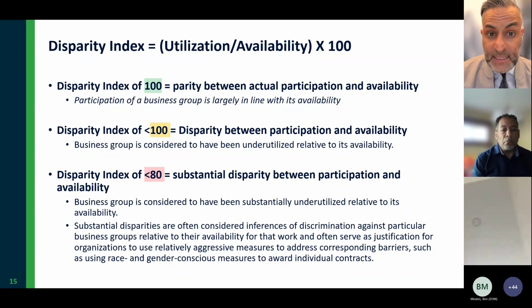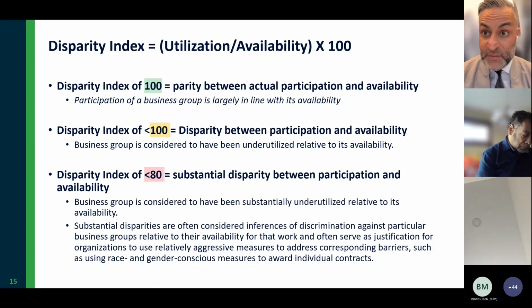A disparity index of less than 100 indicates a disparity between participation and availability for a particular group, for a particular set of contracts. And then a disparity index of less than 80 indicates a substantial disparity between participation and availability. Substantial disparities are particularly instructive because they're often taken by the court as an inference of discrimination against particular business groups relative to their availability for government work. And they often serve as justification for organizations to use relatively aggressive measures to help address those disparities.